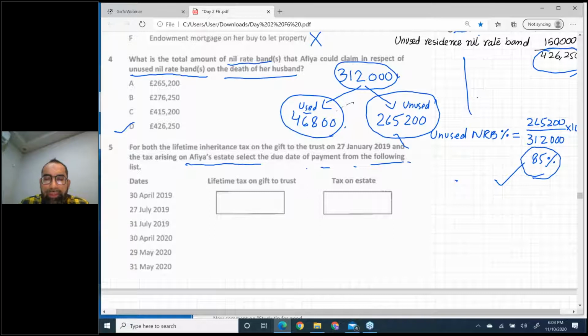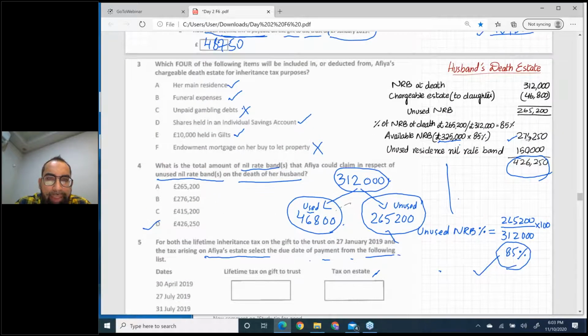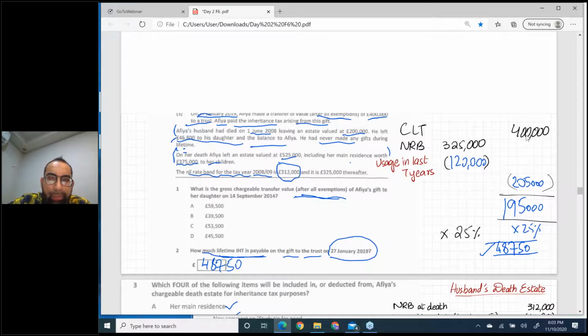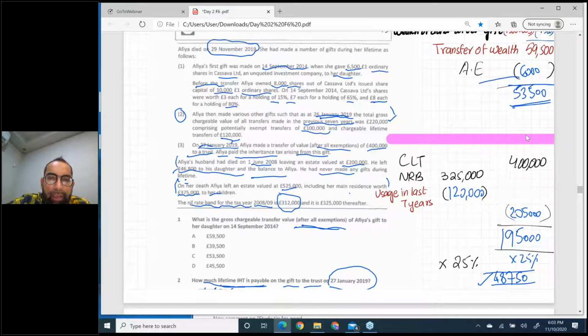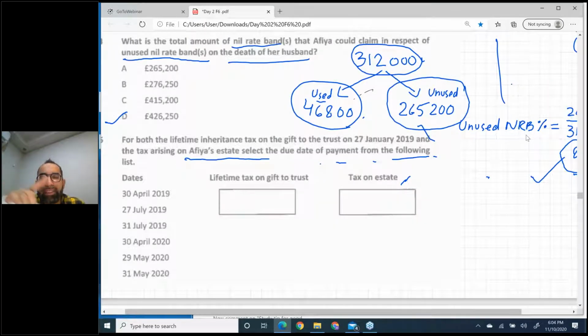So in this question, tax on the death estate. Tell me the date of death. The date of death was 29th November 19. Easy thing first. Just go to the end of the month of November, that is 30th November, and now count 6 months. After November: December, January, Feb, March, April, and May. So the date is 31st May 2020.